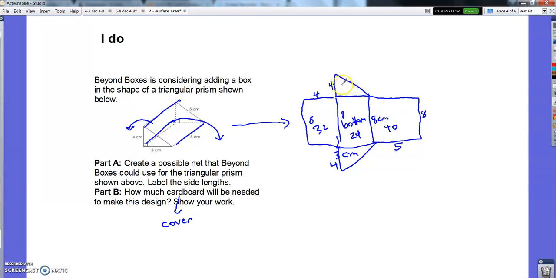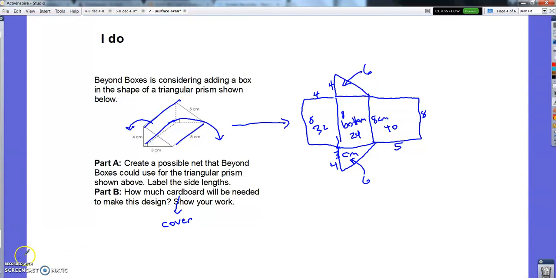And now one easy mistake to make, I've got triangles now. And remember, triangles are not base times height. They're base times height divided by 2. So the triangles are a base of 3, height of 4, which is 12, but I have to divide that by 2. So they're going to be 6 each. 3 times 4 divided by 2.